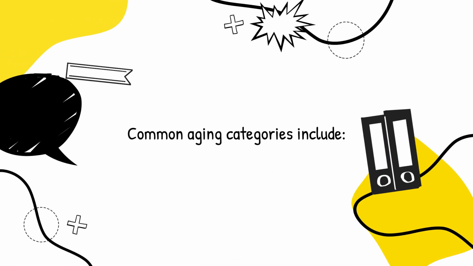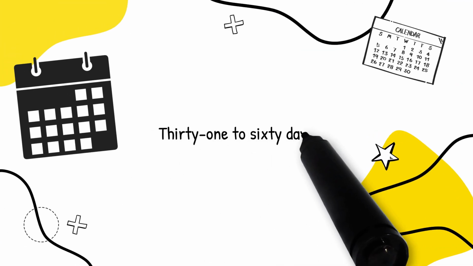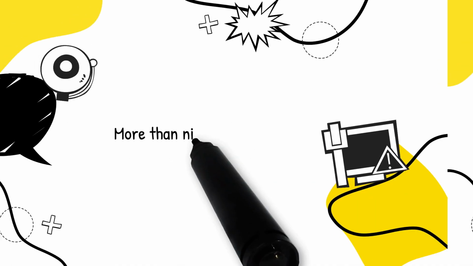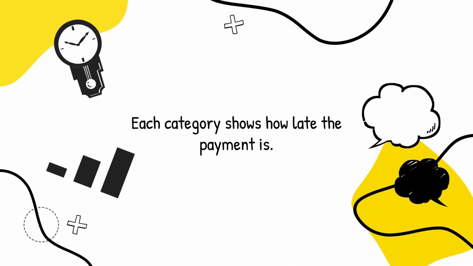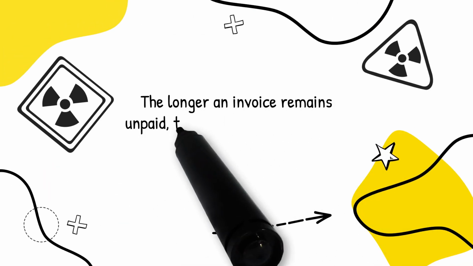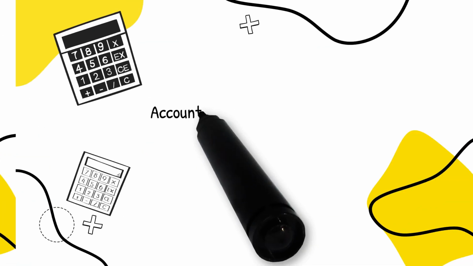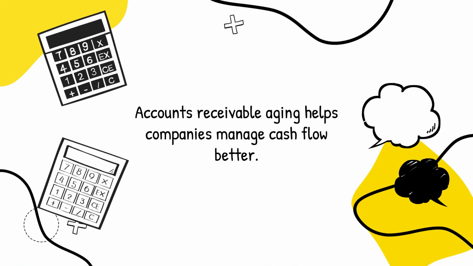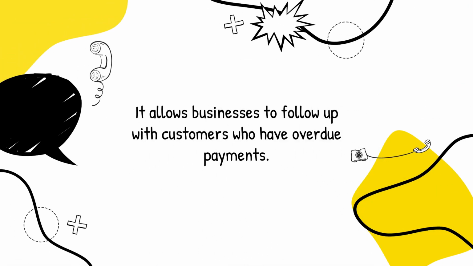Common aging categories include 0 to 30 days, 31 to 60 days, 61 to 90 days, and more than 90 days overdue. Each category shows how late the payment is. The longer an invoice remains unpaid, the higher the risk that the business may not receive the money. Accounts receivable aging helps companies manage cash flow better. It allows businesses to follow up with customers who have overdue payments.